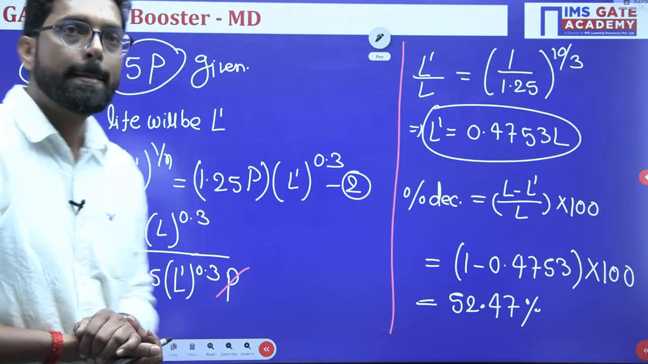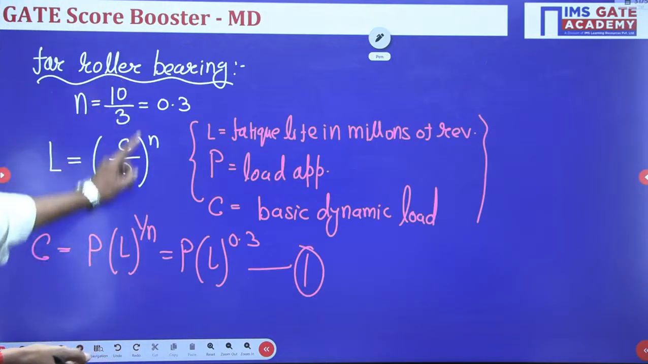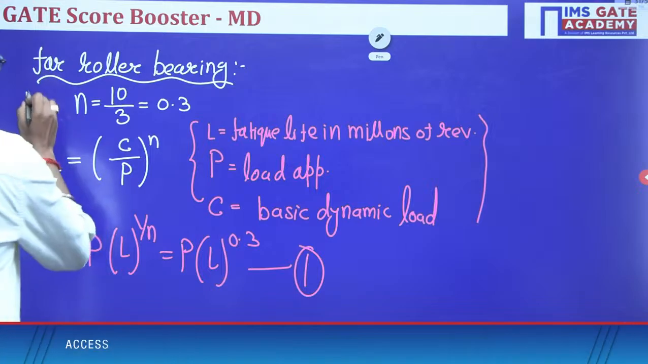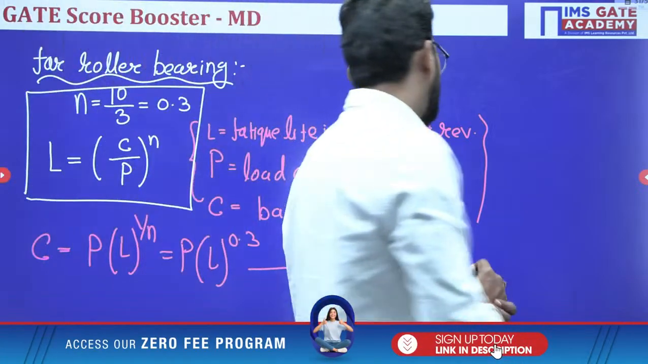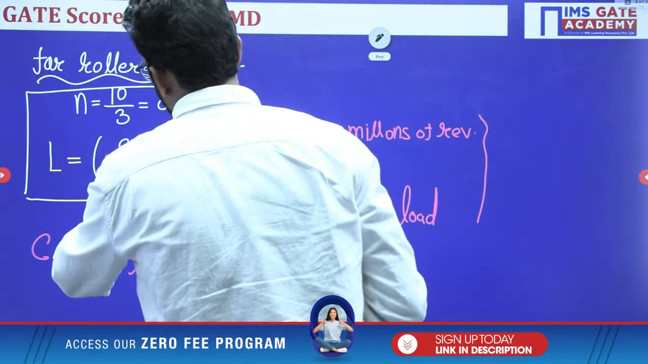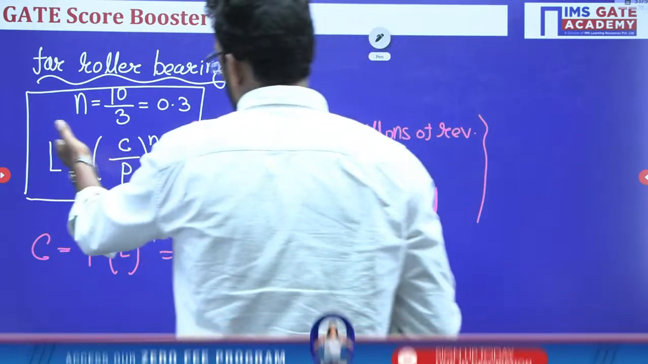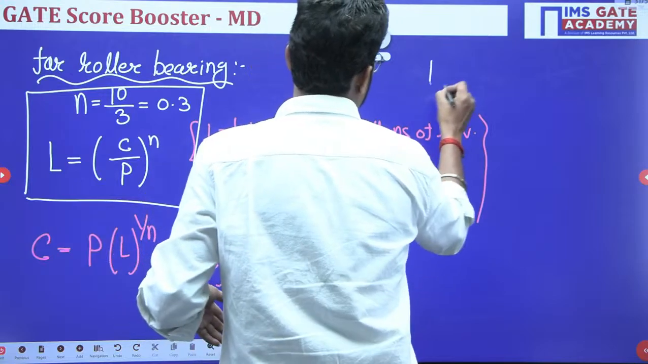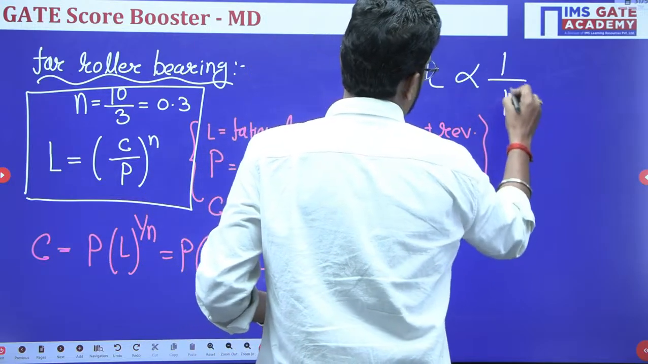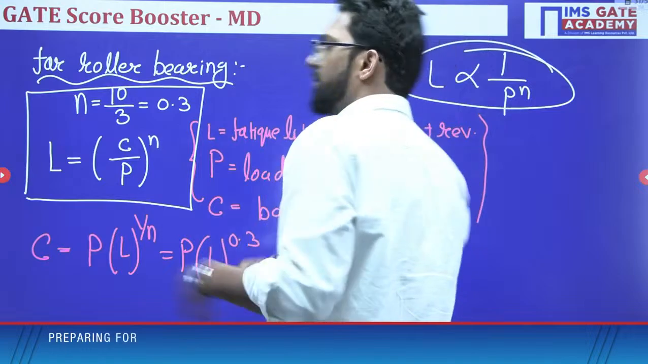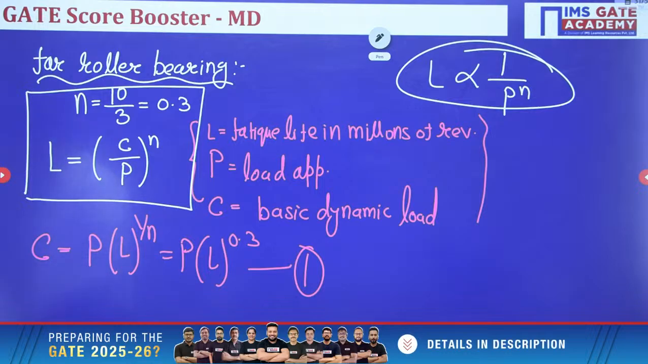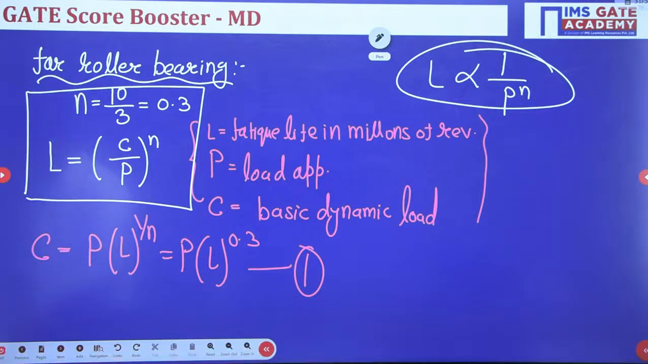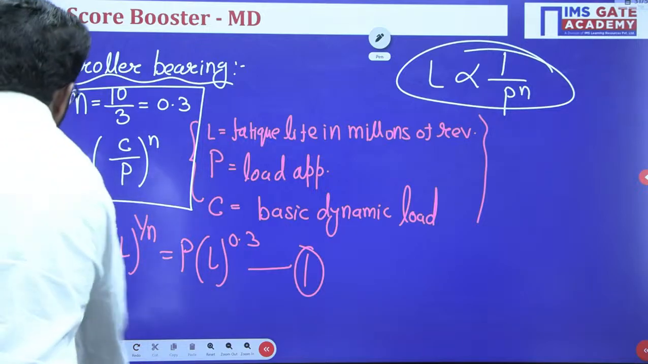Clear? Simple value. You know this thing, we can solve. No problem. We can also take L as inversely proportional to P to the power N, and you can solve the problem. There is no problem at all. Clear? Clear, my dear? Now next problem.